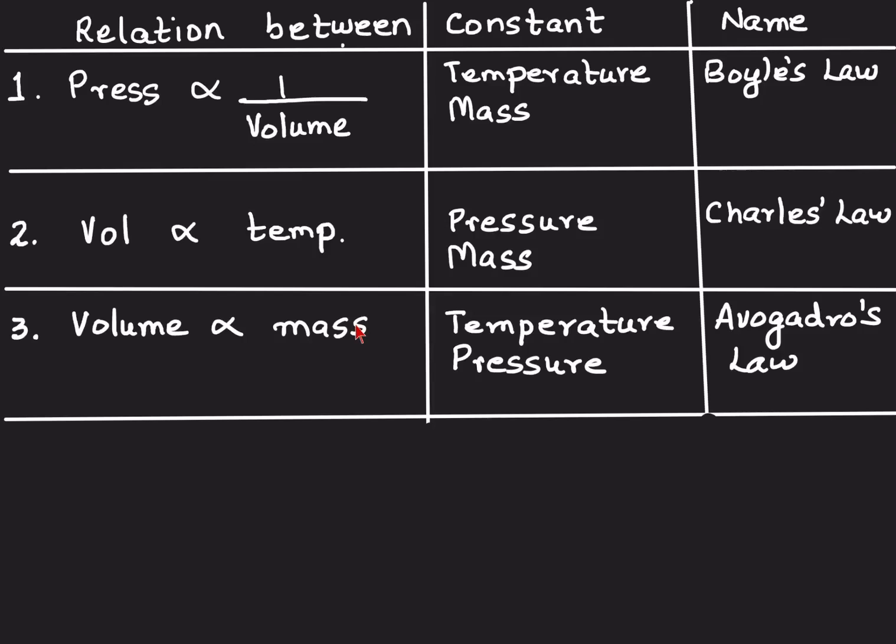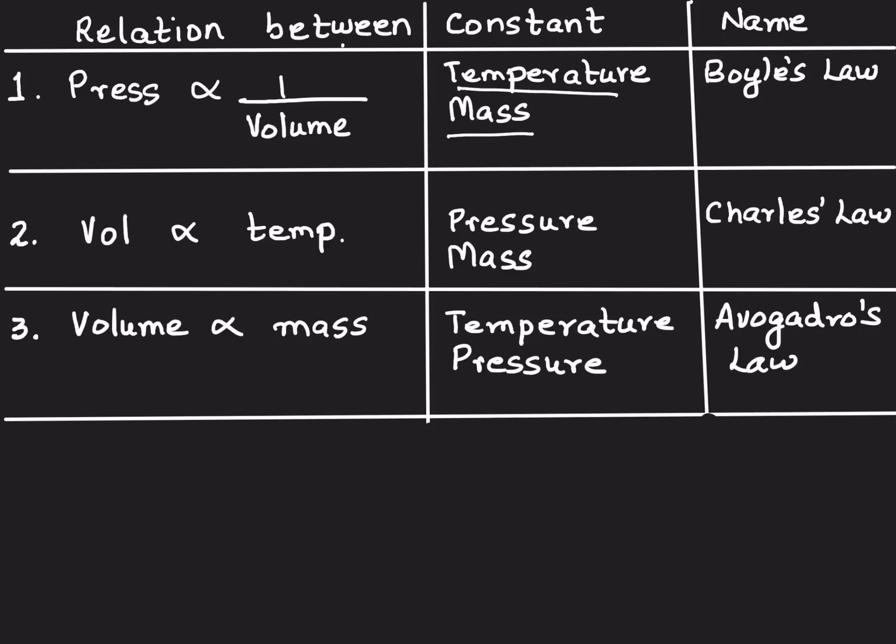Yes, these relationships were given by different scientists at different times, and accordingly these have been named as Boyle's law, Charles' law and Avogadro's law. So when I want to talk about pressure and volume, what are the two physical quantities that I'm going to take constant? Yes, temperature and mass. We are not going to disturb them.